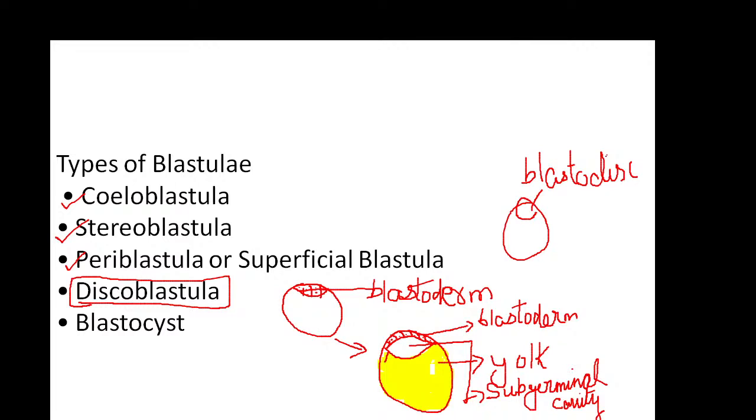And as a result of cleavage, a layer of cells will be formed, and that layer is called blastoderm. And the cavity is formed just below the blastoderm. That is called subgerminal. ബ്ലാസ്റ്റോഡേമിന്റെ തൊട്ട് താഴെ ഫോം ചെയ്യുന്നതാണ് subgerminal cavity എന്ന് പറയുന്നത്. ജെർമിനൽ എന്ന് പറയാൻ കാരണം germ layers ആയ ectoderm ഒക്കെ ഫോം ചെയ്യുന്നത് ബ്ലാസ്റ്റോഡേമിൽ നിന്നുള്ളതാണ്. That's why it is called subgerminal cavity. അതാണ് discoblastula.